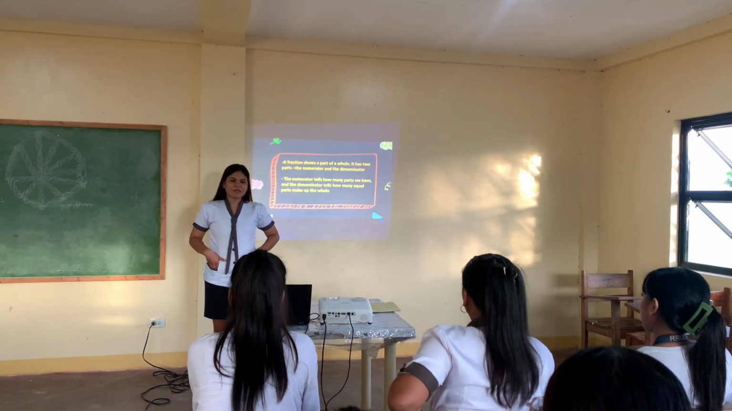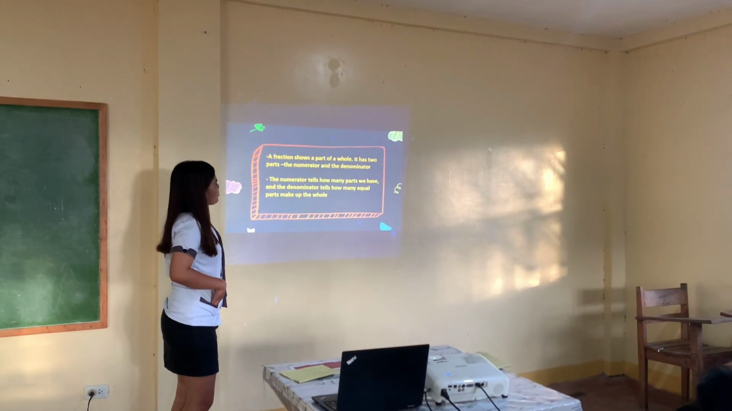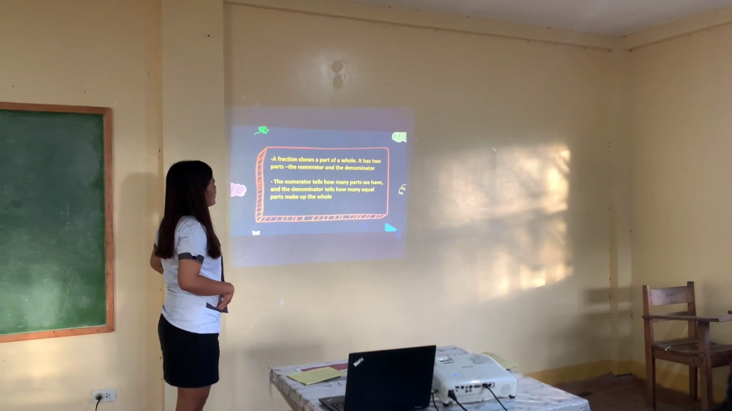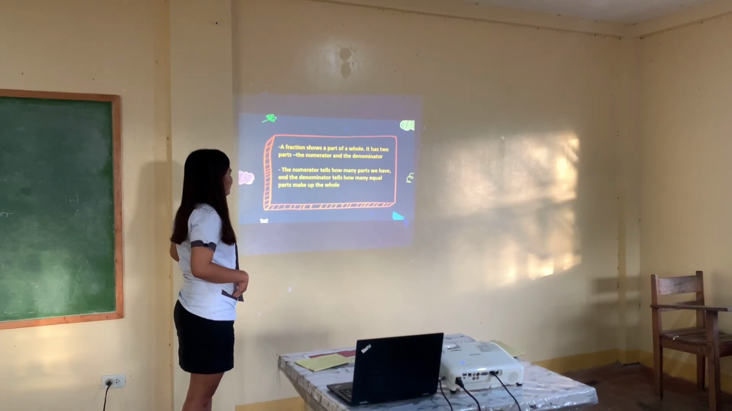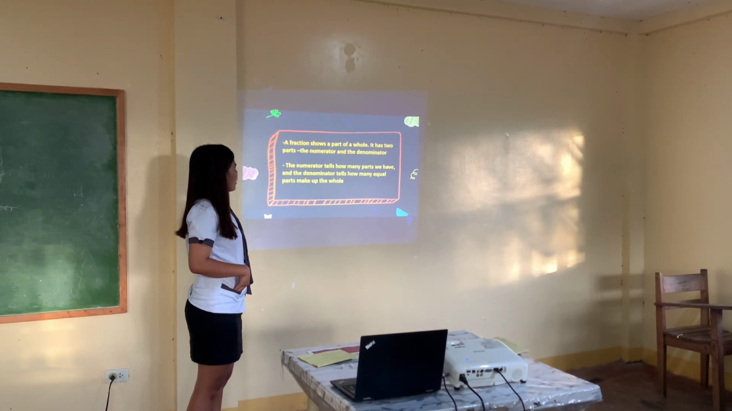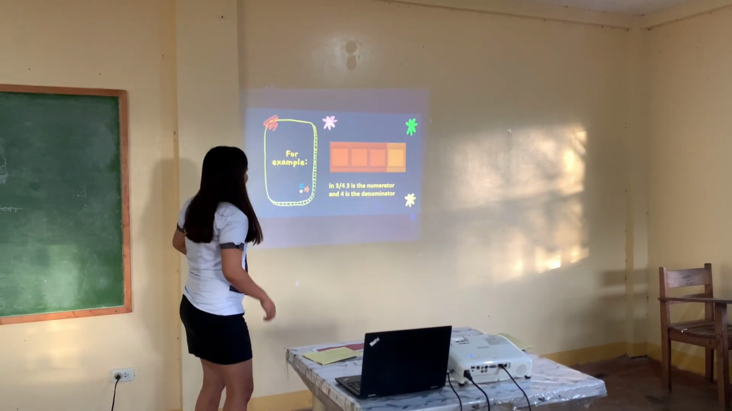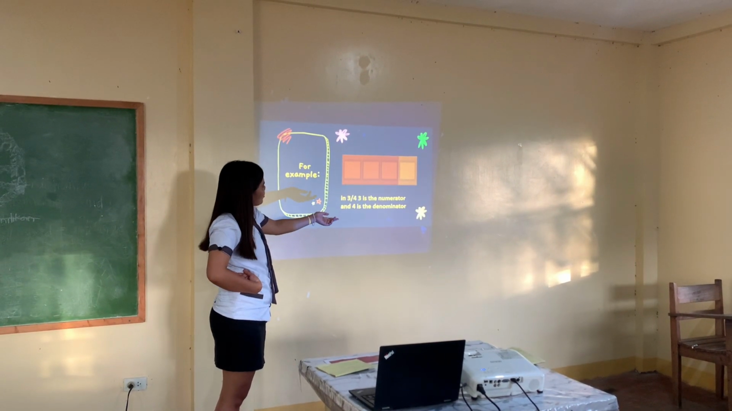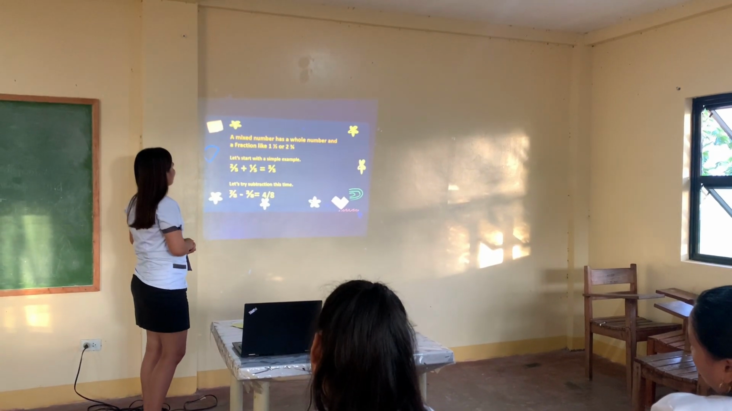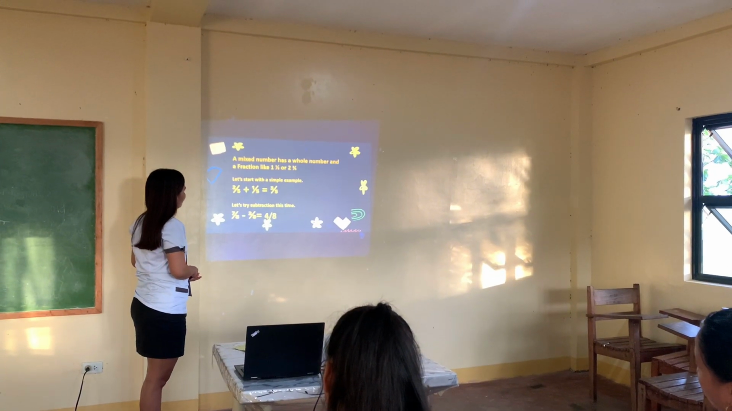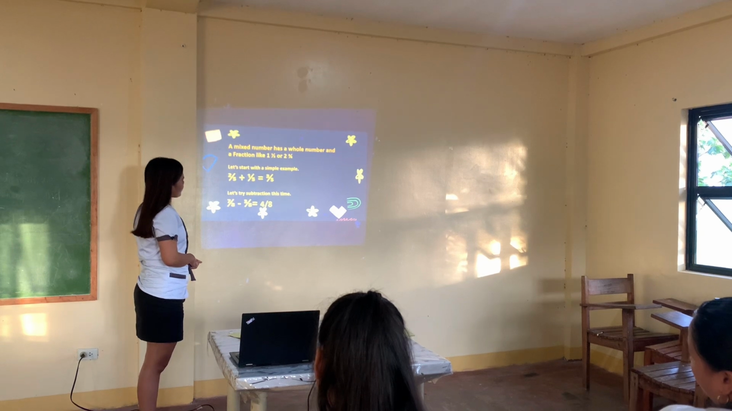Before we begin adding and subtracting fractions, let's recall what a fraction is. A fraction shows a part of a whole. It has two parts. In 3/4, 3 is the numerator and 4 is the denominator. Now, let's talk about mixed numbers. A mixed number has a whole number and a fraction, like 1 and 1/2 or 2 and 3/4. Let's start with a simple example.